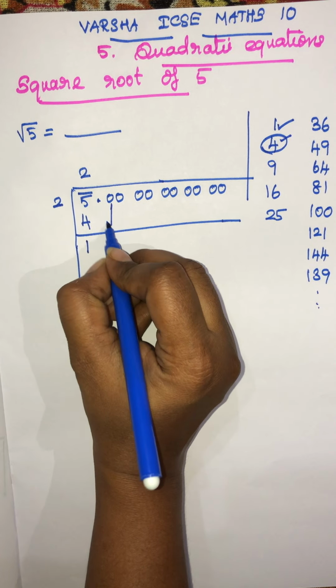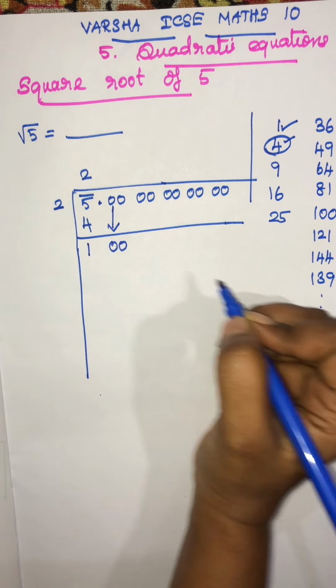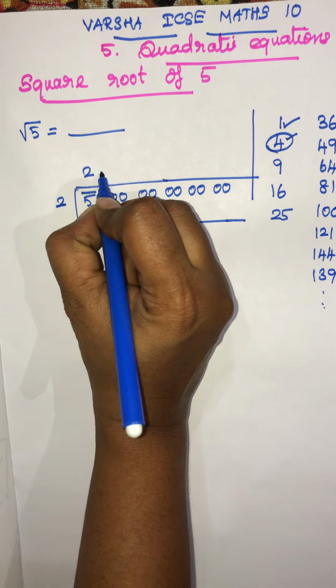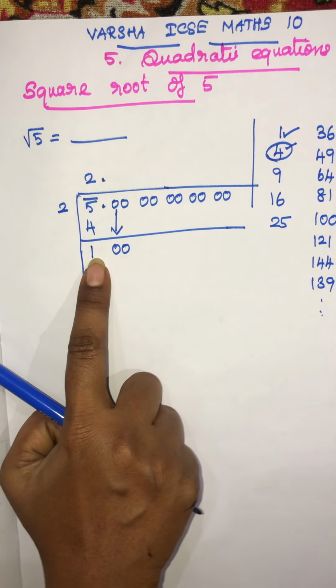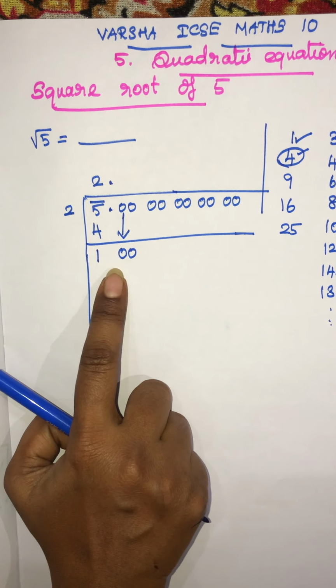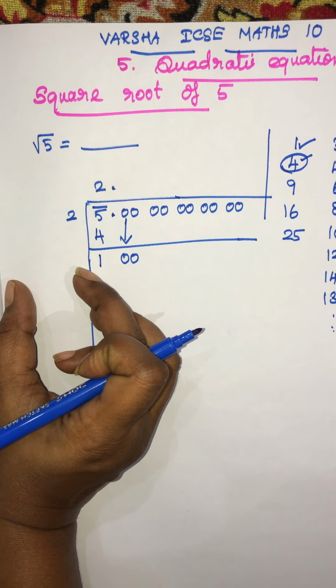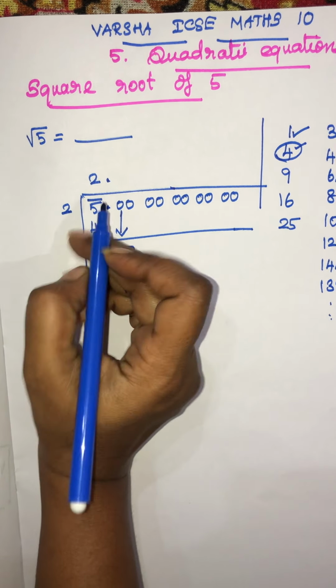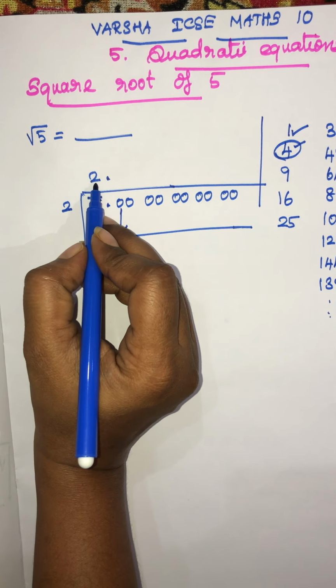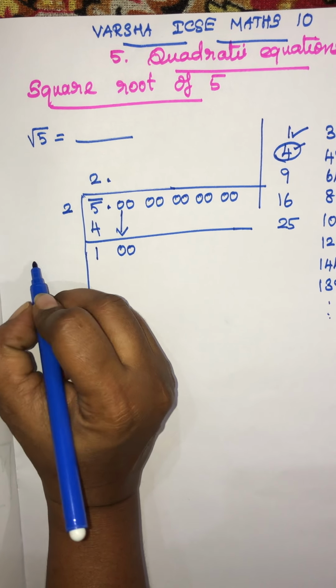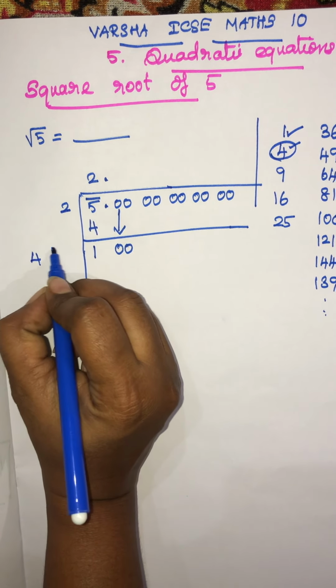Now 00, and give the decimal also here. This is 100. So what is the next step? You are going to write this number. This is the quotient step. 2 twos are 4, and give a box here.